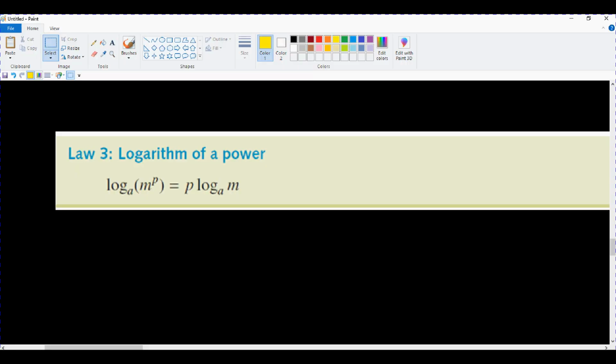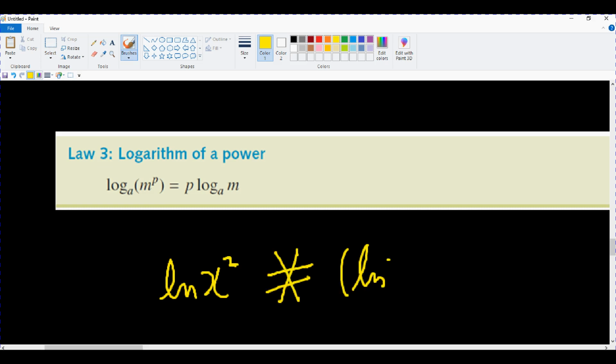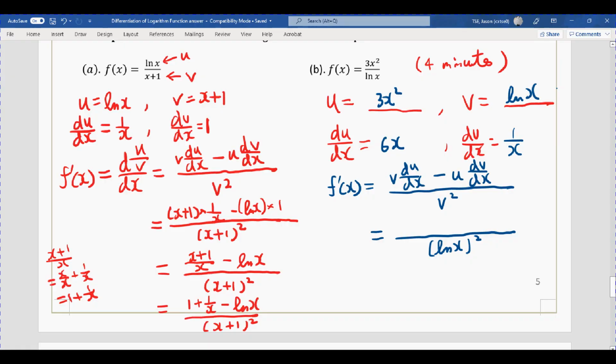If you don't have a bracket, what's the problem? The problem is if you write things like this, normally people would think that the square belongs to x rather than the whole log x. So that's why this is not the same as log x squared. For (log x) in brackets squared, the square belongs to the whole log x, and without brackets, the square belongs to x only. So you need to be careful about this.